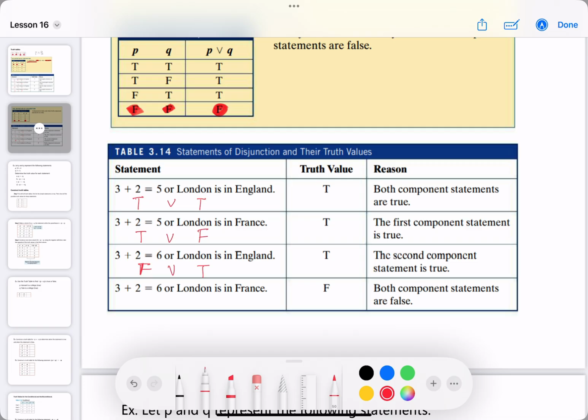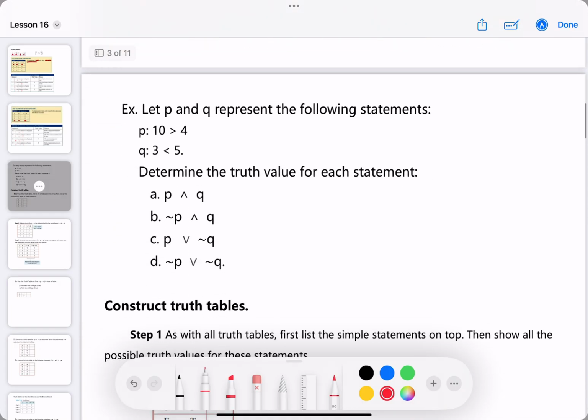Last one: 3 plus 2 is equal to 6, false, or London is in France, false. So false or false, the truth value is false. Both component statements are false. Okay, let's see the next example.